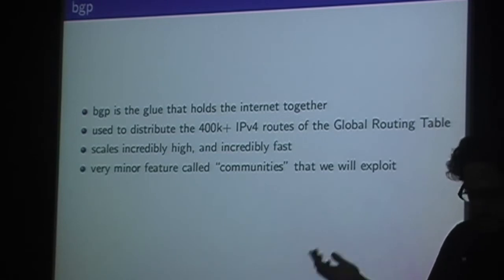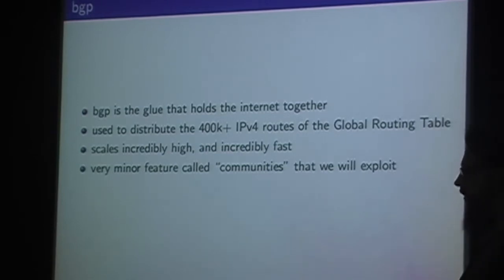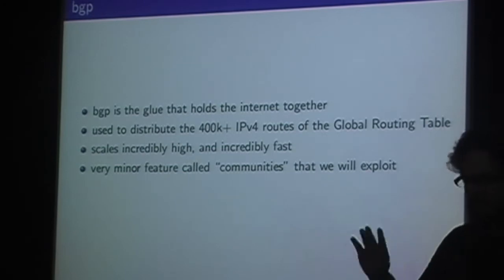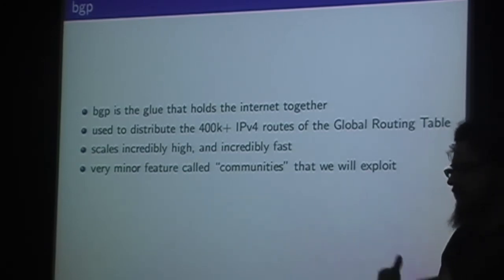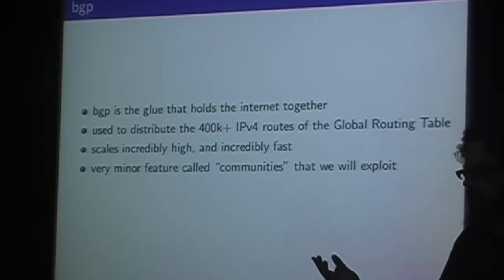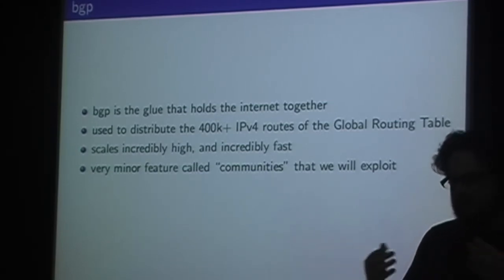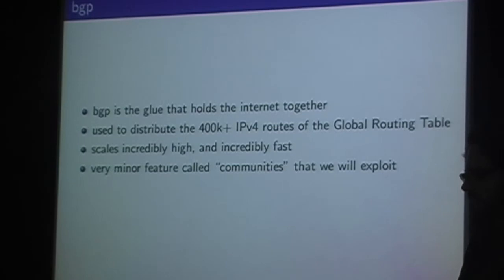So then BGP. BGP is probably the most critical piece of technology that exists on the internet today. It is used to distribute the approximately 400,000 plus routes in what's known as the global routing table. This is how every network knows how to talk to everyone else. It scales incredibly high, it scales incredibly fast.